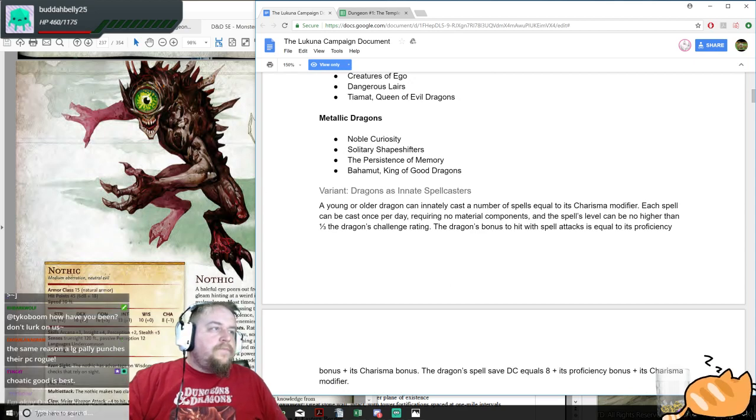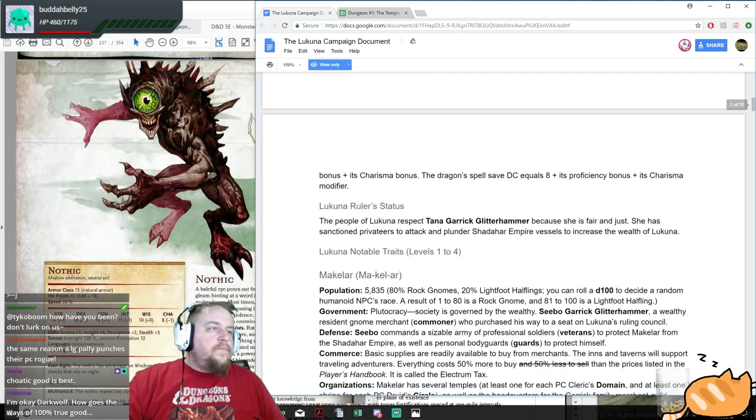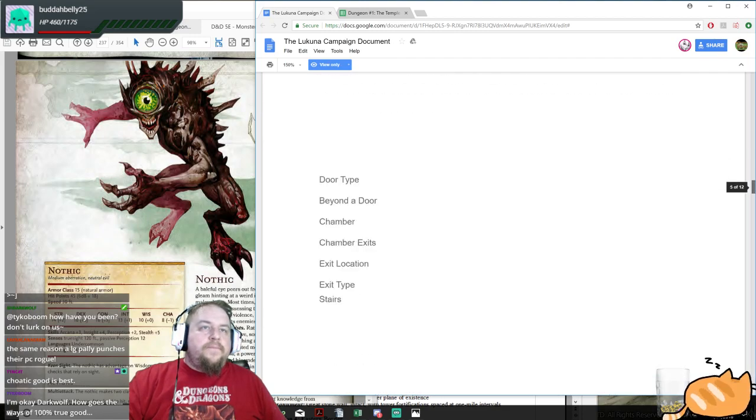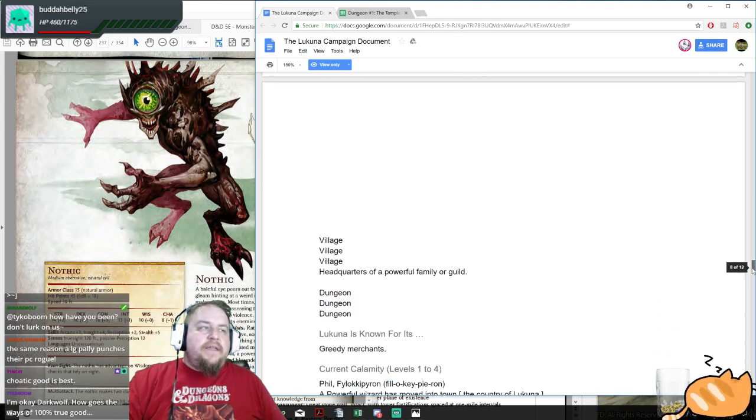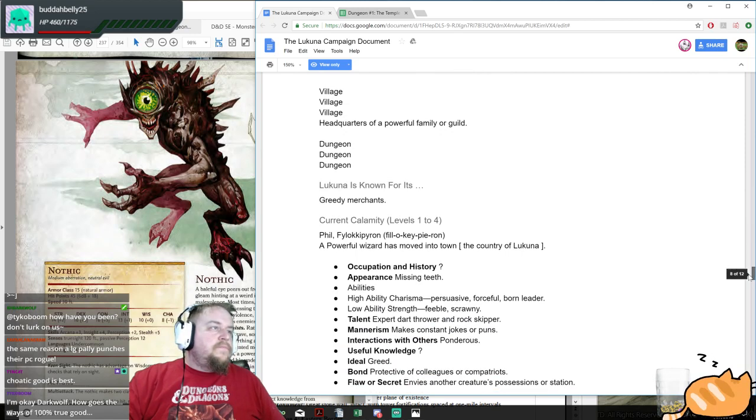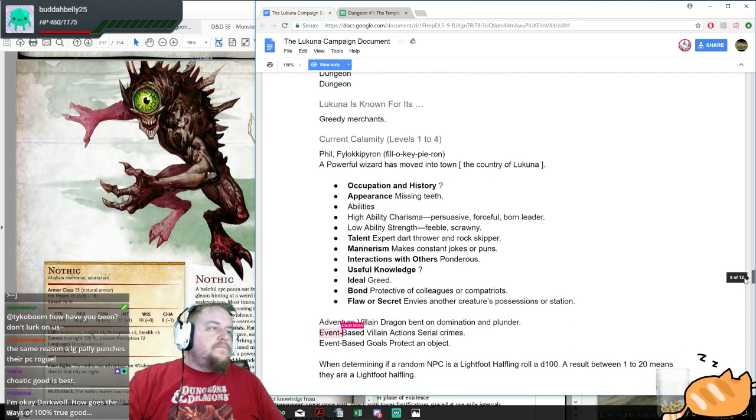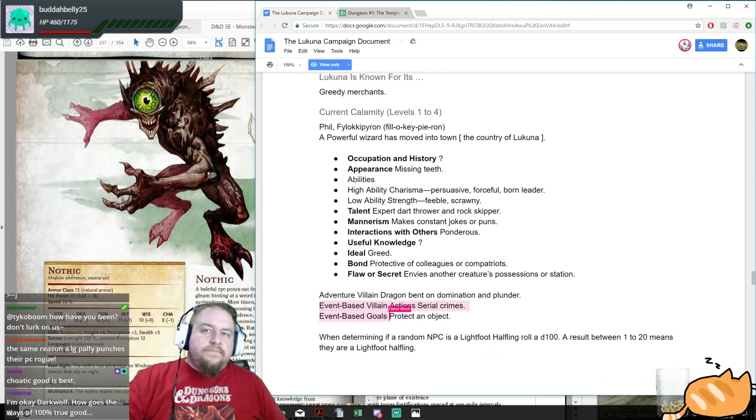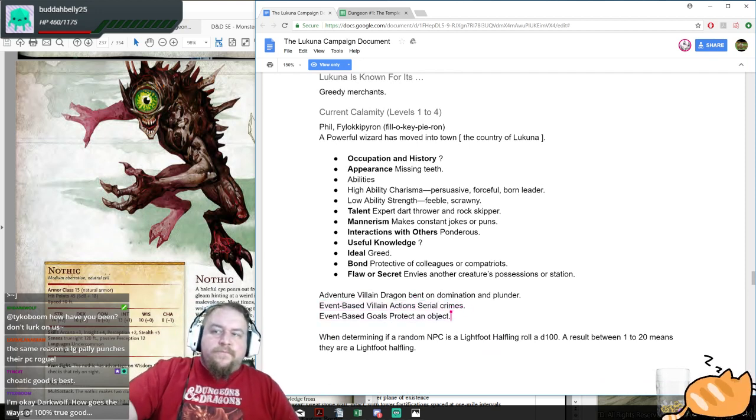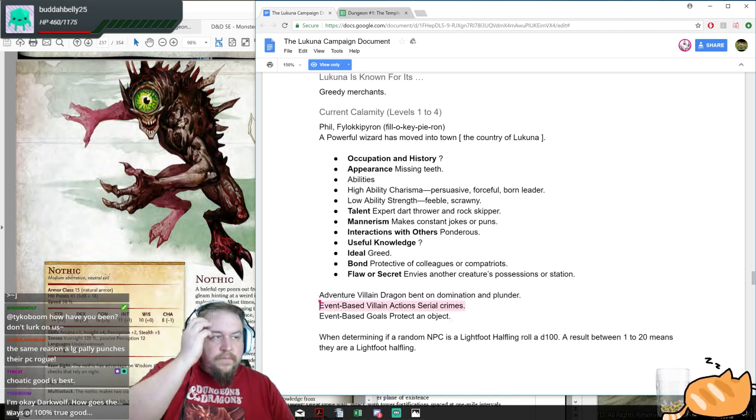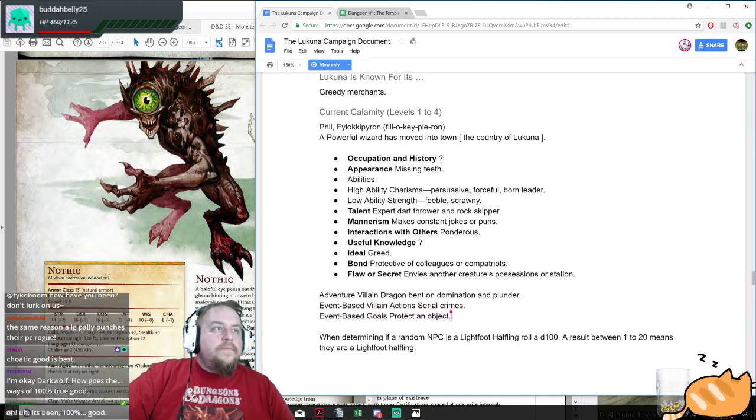And you're gonna have to do a bunch of scrolling again to get down to page 8. Sure, no problem. 6, 7, and 8. Here we go. So I had rolled for his event-based actions and the event-based goals of the adventure of the campaign. Okay. So the actions are he commits serial crimes, and the goal is to protect an object, and that will come up a little bit later.